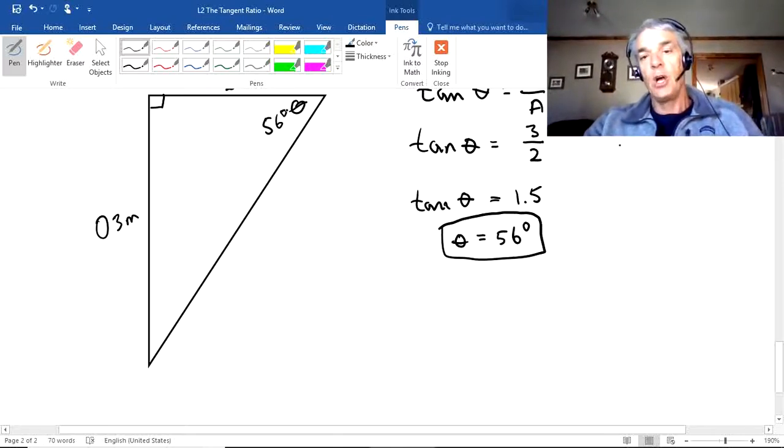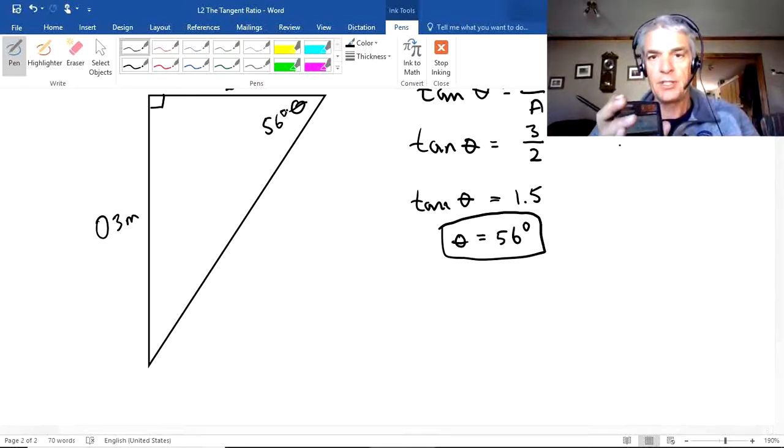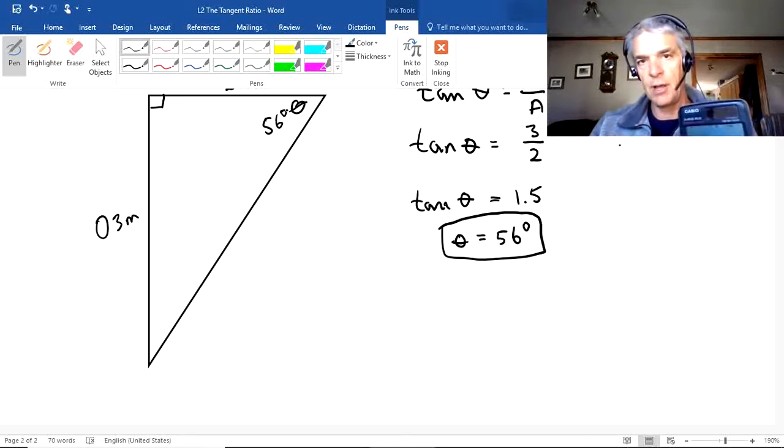Now you can also use your scientific calculator to do this. This time you need to use a shift or second function, whichever one on your calculator works for you. In this case, I use shift tan. I go shift tan, and then I put in the number 1.5 and say equals, and it comes out to 56.3, which rounds off to 56 degrees.